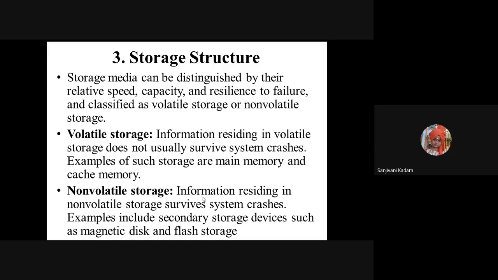Information residing in volatile storage does not usually survive system crashes. Examples of such storage are main memory or cache memory. Main memory, for example: consider right now I open my laptop and open two files, a Word document and a paint file. I am writing something, and I have also drawn a picture.